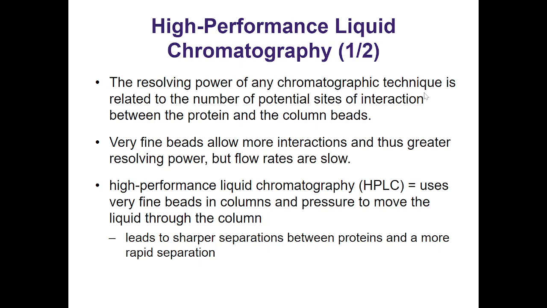The resolving power of any chromatographic technique is going to be related to the number of potential sites of interaction between the protein and the column beads. The fewer interactions you have, the less it's going to be able to resolve slight differences. So for example, with size differences, we had fairly low resolving power, right? Because there isn't a lot of interaction. Is it that big or not? The charge differences, again, we have fairly low resolving power individually, right?